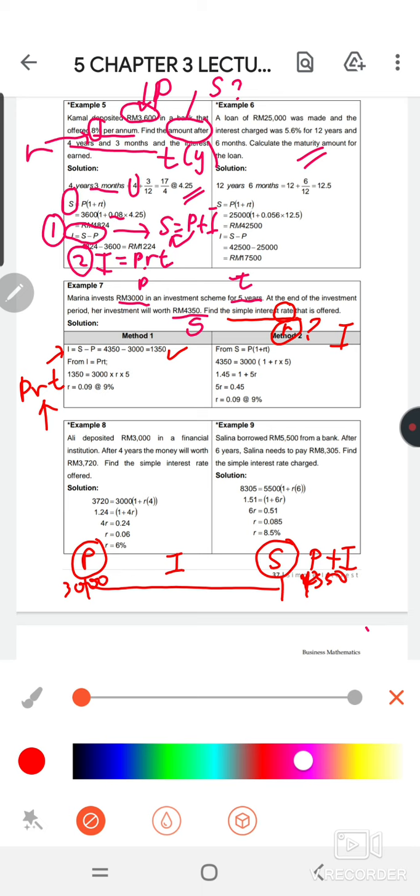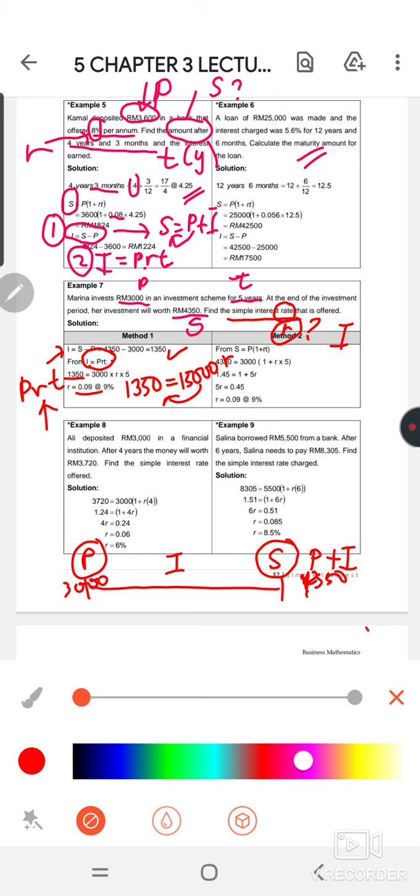Maksudnya 1350 ni mewakili nilai I. So barulah kita boleh guna formula I equals to PRT, because I we substitute with 1350. P is 3000 multiply by R multiply by 5. So kat sini awak boleh guna cara yang algebraic tu, 1350 sama dengan 3000 darab 5, 15000 R. So nak dapatkan R, 1350 bahagi dengan 15000. So your R is 0.09. Okay. Another one, you can use method 2.